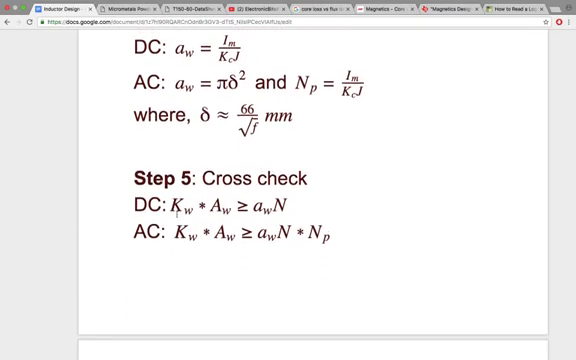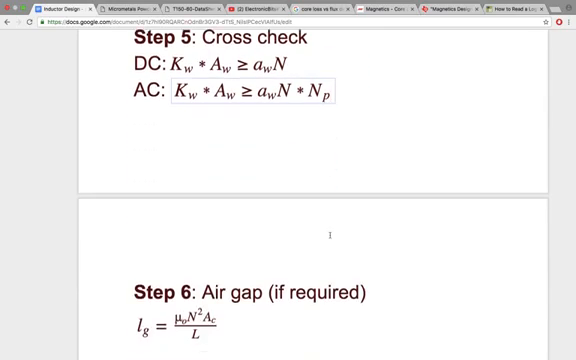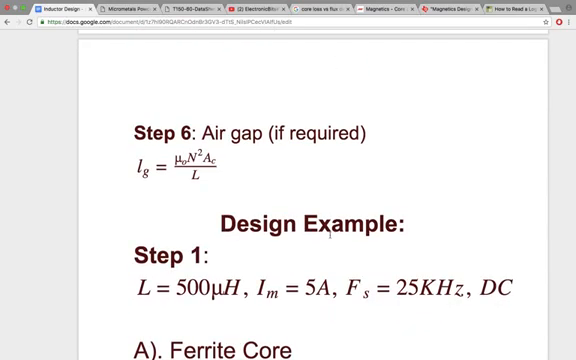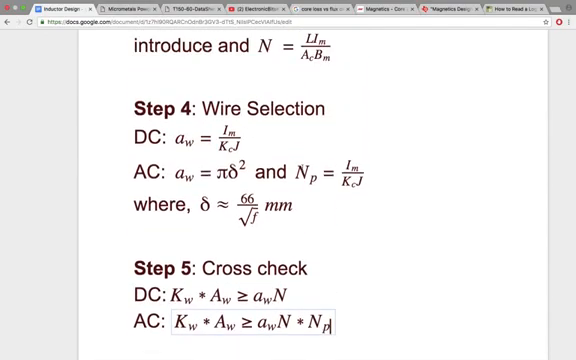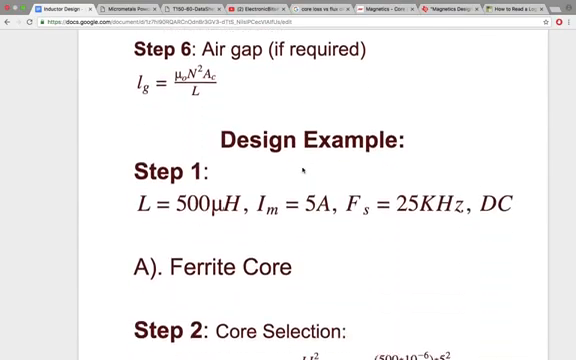Then we have to cross check. For DC I have made it separate, for AC I have made it separate, but this in general can be used for both cases. You just make NP as 1 if one wire is used. Then air gap, if required, we can calculate. So these are the summarized steps which we can follow for designing an inductor.